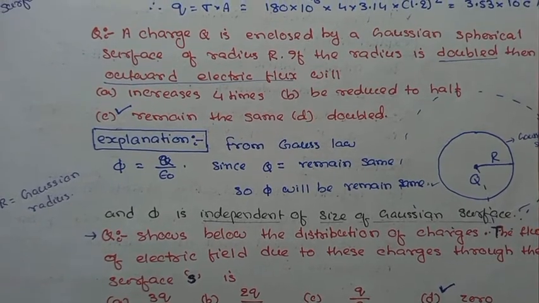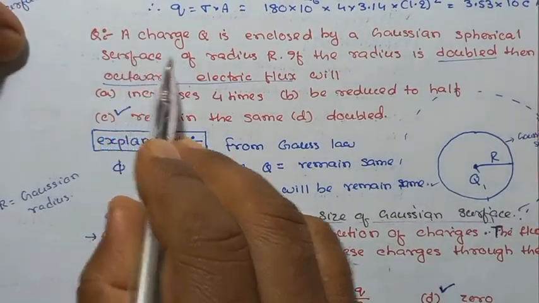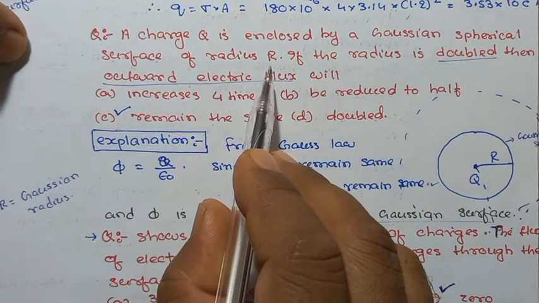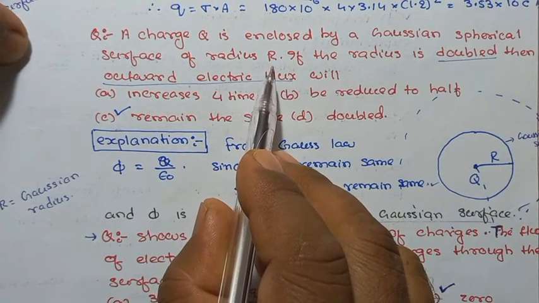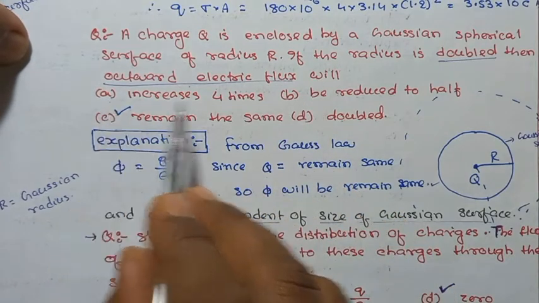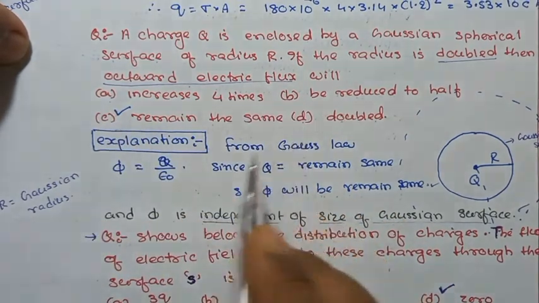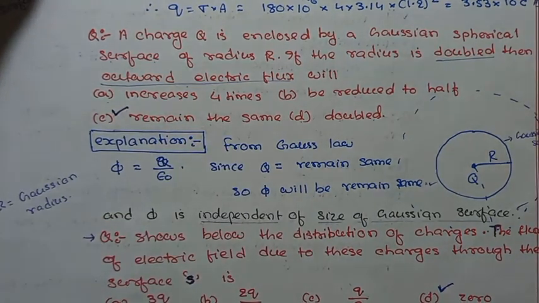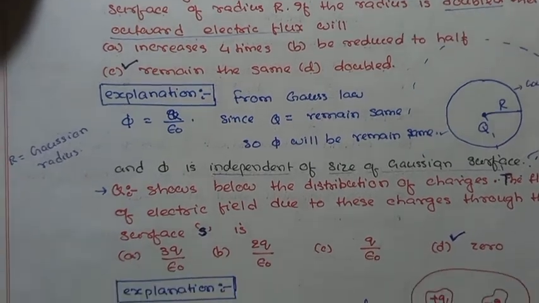Now we will go to the next question. The question is: a charge q is enclosed by a Gaussian spherical surface of radius r. If the radius is doubled, then the outward electric flux will be, option A, B, C, D given, and here option C is correct. Now we'll go to the detailed explanation.